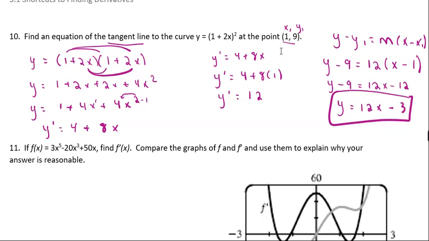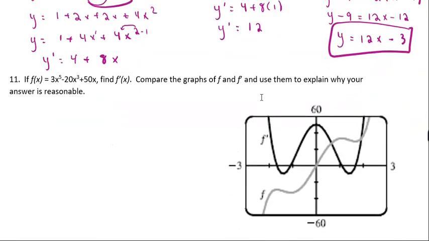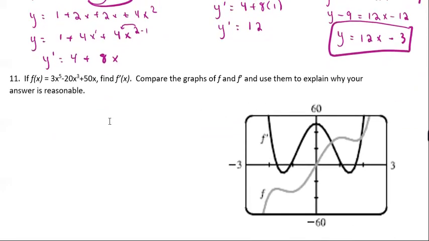If you had a different point, you would just use the same approach for the derivative, and then use the different x in the middle step right here to find the slope at that point. Let's look at this one.